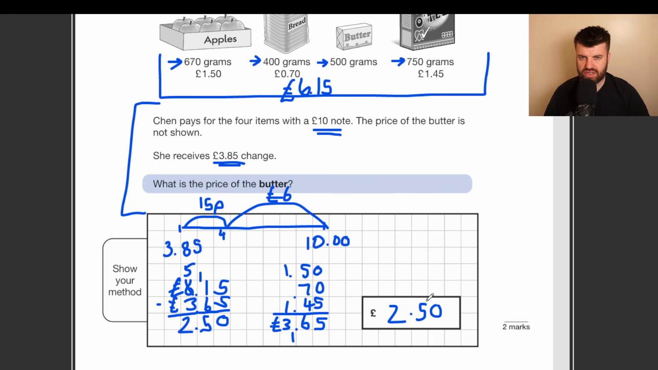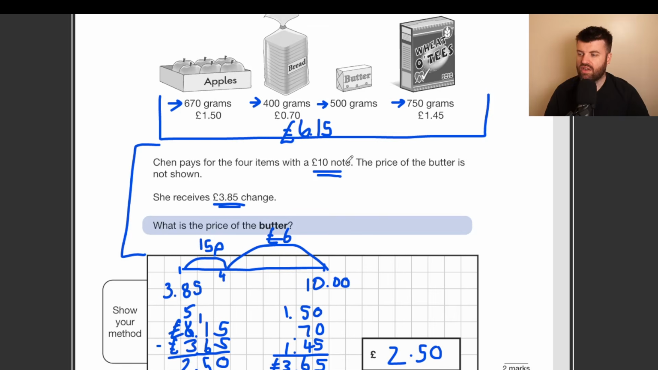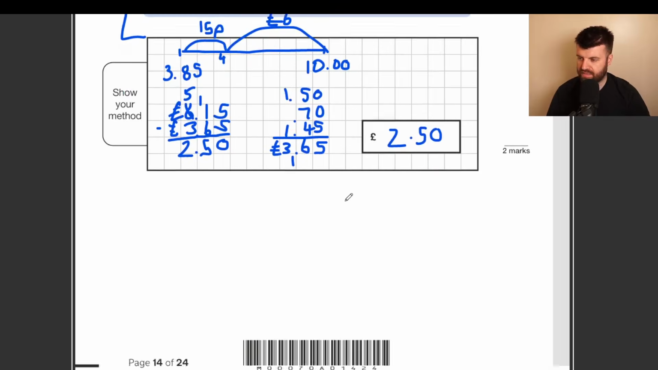A very tricky question, in my opinion. Not helped by the fact that there was some added information that wasn't needed. But is it a fair problem-solving question? I don't know. Let me know in the comments what you thought about it.